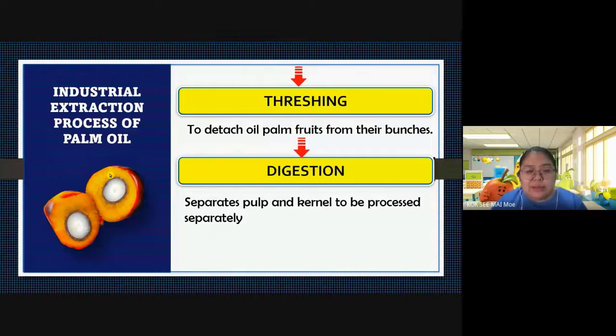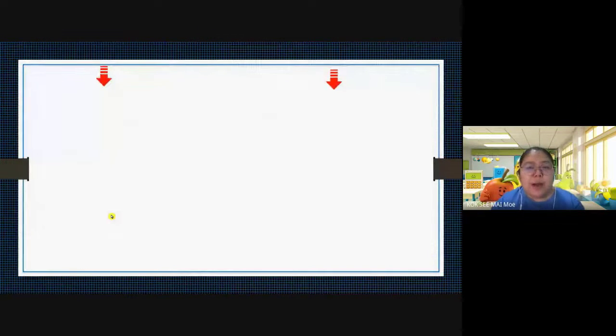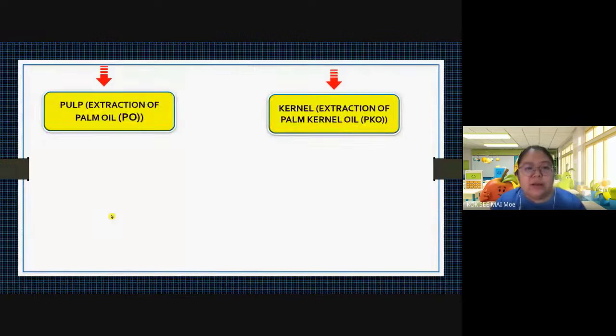So that means the endocarp we don't want. Importantly, we need the pulp and also the kernel. But these two give different qualities of oil, so we need to separate and process them. After digestion, we separate into two parts. The first one is pulp extraction, and the other one is kernel extraction.